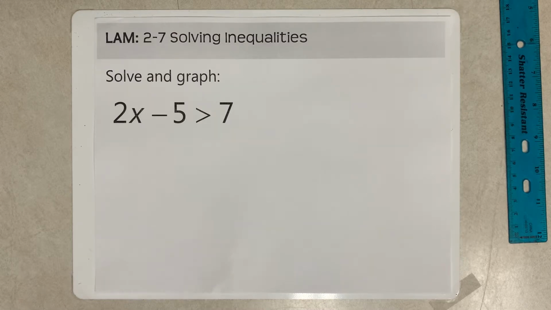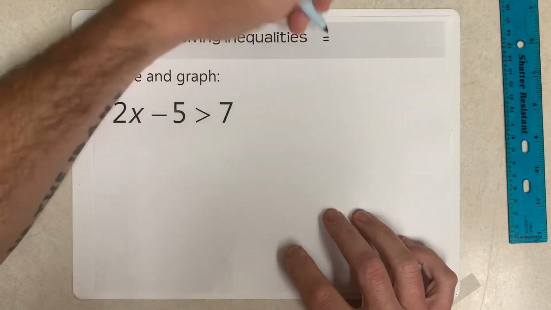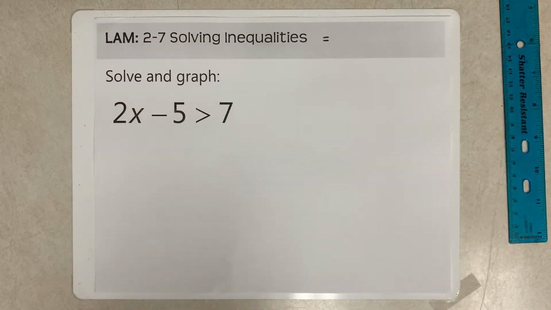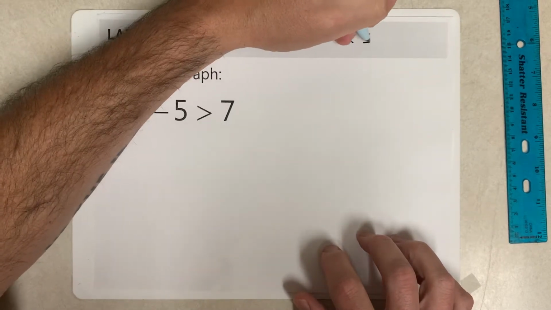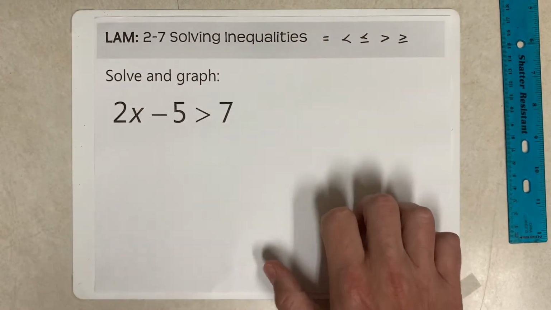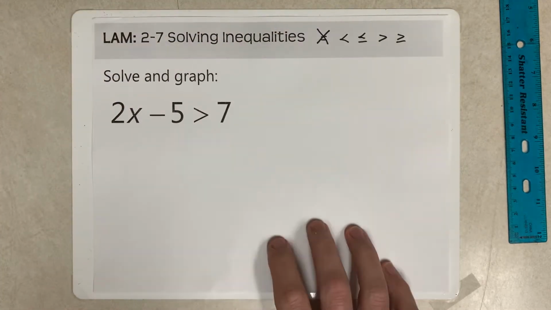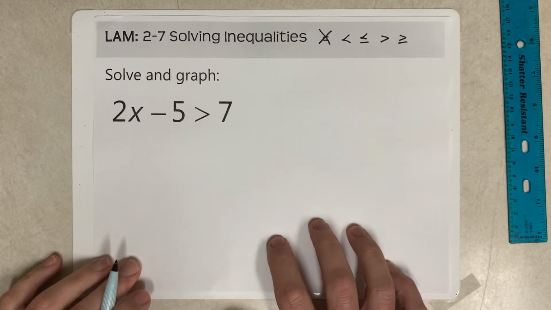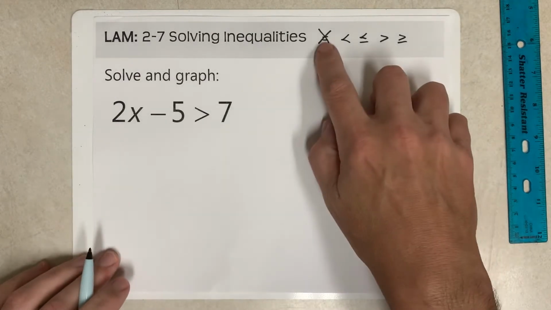And so I guess the first thing we should talk about is what is an inequality before we get into this problem. Inequalities have symbols, not an equal sign. Equals is for an equation. There is less than or equal to, greater than or equal to. So we have those four symbols that we're going to see. We're not going to see the equals for an inequality.